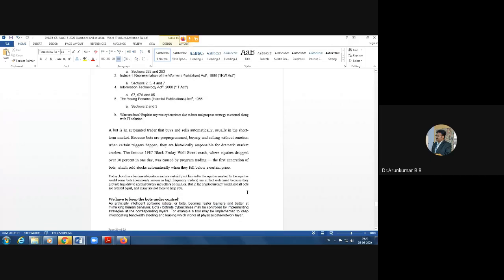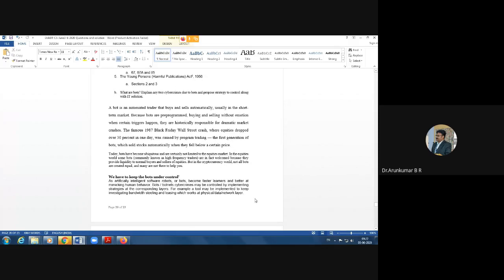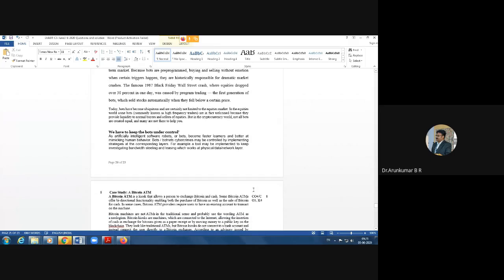Today, bots have become ubiquitous and are certainly not limited to the equities market. In the equities world, some bots known as high frequency traders are in fact welcomed because they provide liquidity to normal buyers and sellers of the equities. But in the cryptocurrency world, not all bots are created equal and many are not there to help you. We have to keep the bots under control as artificial intelligence software robots, or bots, become faster learners and better at mimicking human behavior. Bots and botnet crimes may be controlled by implementing strategies at the corresponding layers. For example, a tool may be implemented to keep investigating bandwidth stealing and leasing, which work at the physical and data link layer.